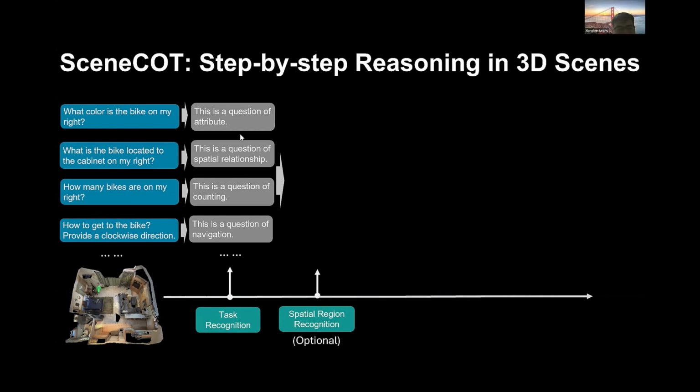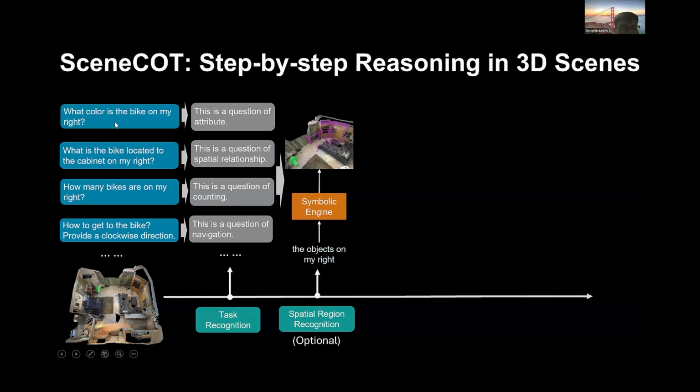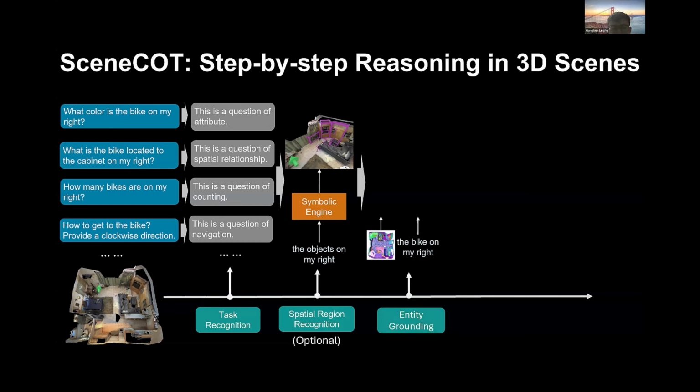After this step, we will optionally filter out the objects in a sub-region. For the first 3 questions, we will filter out the objects on the agent's right. For example, the purple boxes present the filtered objects in the sub-region. Then the model will ground the corresponding objects related to the questions. For example, the bike on my right.